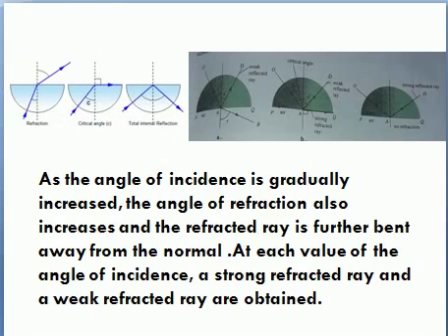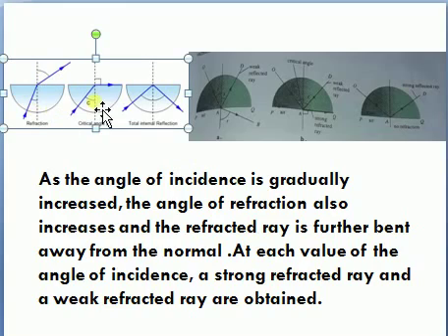So you can see that. Look at the normal, the straight line. Look at the incident ray. On getting to this boundary, it refracted away from the normal. Now your angle of refraction is greater than the angle of incidence. The same thing happens in the second diagram.